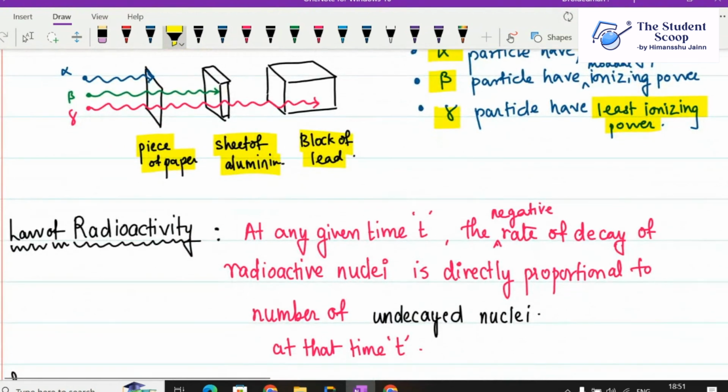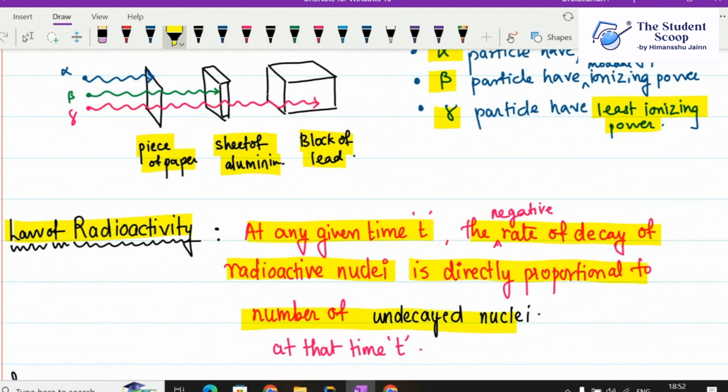Then we will talk about radioactivity and the laws of radioactivity. First, when we talk about the law of radioactivity, we need to know this statement. At any given time, the negative rate of decay of radioactive nuclei is directly proportional to the number of undecayed nuclei at that time.